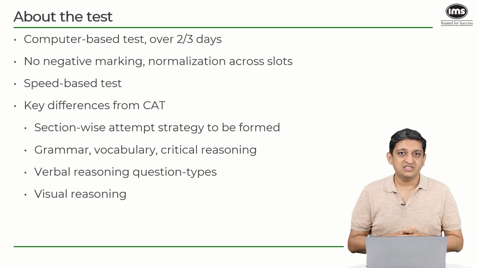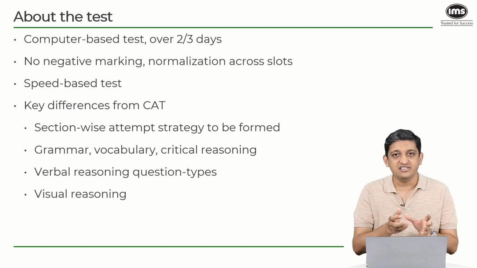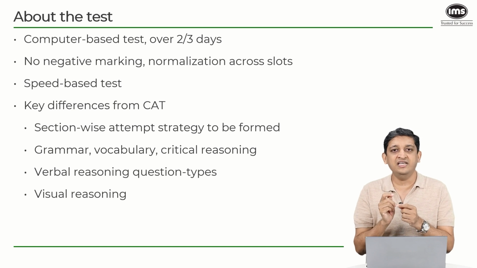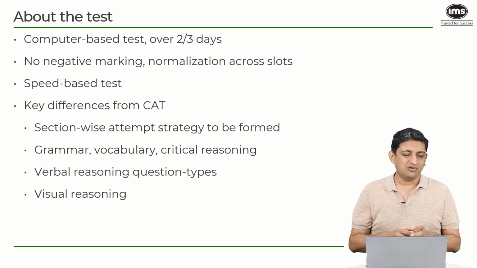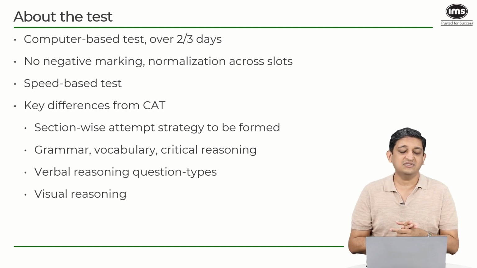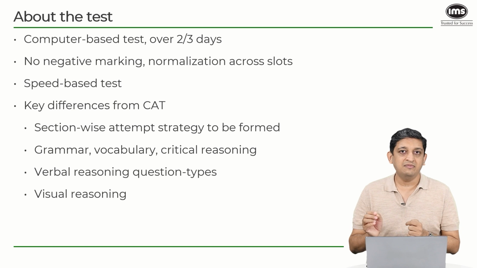You might also have questions that are based on dice, wherein you will be shown a die from various angles and you will be asked which one will be the number which will be opposite to say 1, right? And that's how you will have to figure out. So you'll have to just visualize what the die looks like and then figure out what the answer will be. So all these will be the question types that will be present in terms of the visual reasoning section.